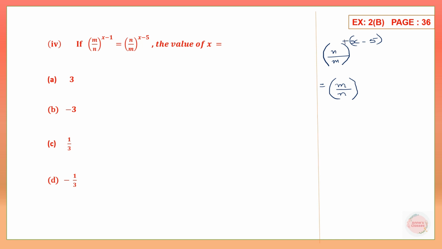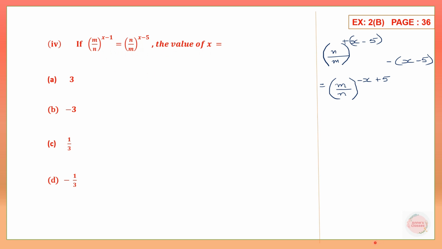Now I have to change it to a negative power. That means I have to say minus x minus 5. So how do I get the final thing? Minus into x is minus x, minus into minus 5 is plus 5. So now can you see my power has changed from x minus 5 to minus x plus 5. Now I can get the value of x because now my base has become the same.